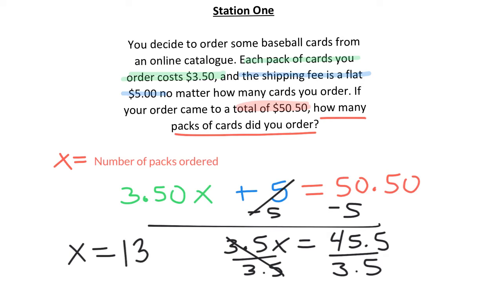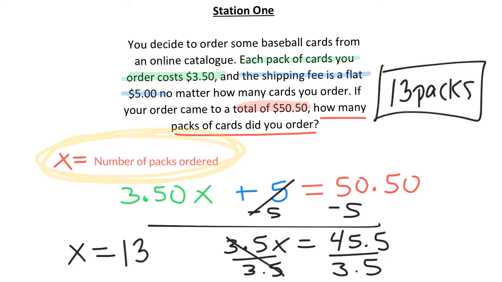Now the key is to use that 13 and make sure that we actually answer the question. So remember that X value of 13 is the number of packs ordered. So to actually answer the question, how many packs of cards do we order, I'm going to say 13 packs. Just make sure you write that somewhere. We've basically provided a label for our answer. So don't just say X equals 13. Tell me 13 what? And in this case, 13 packs of cards.